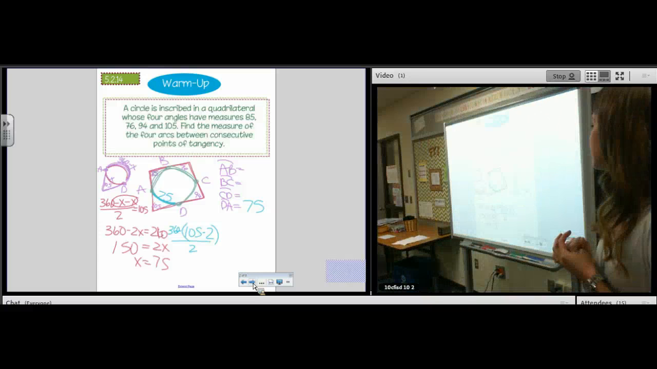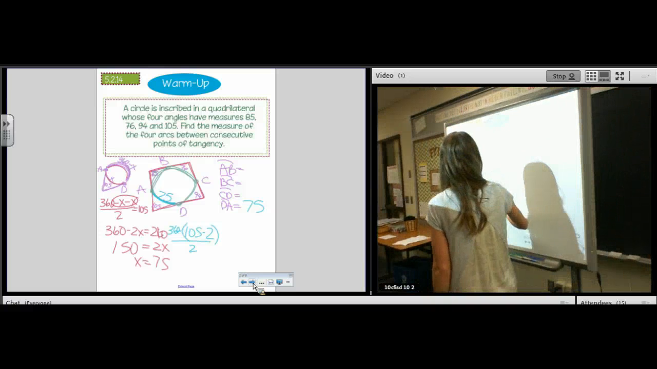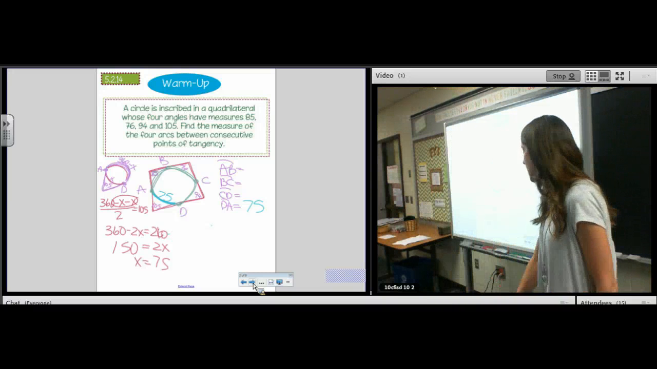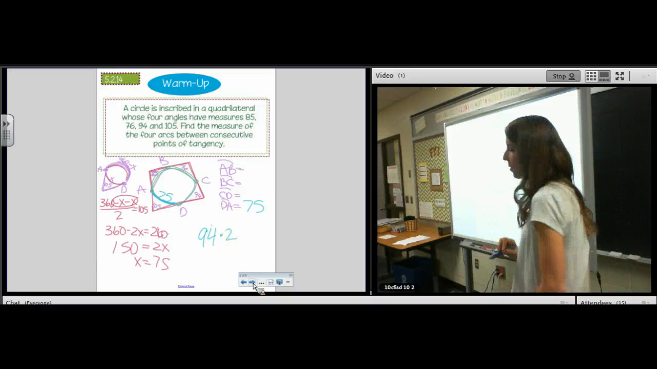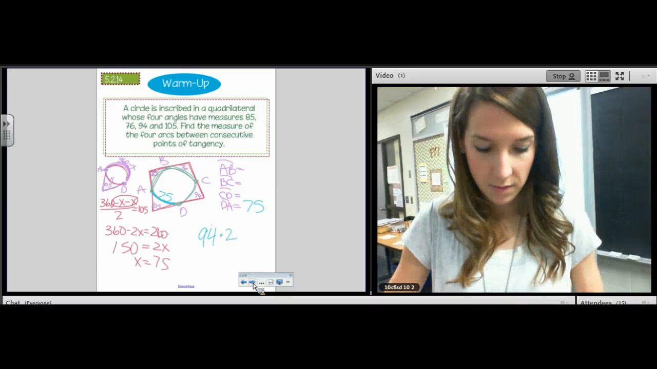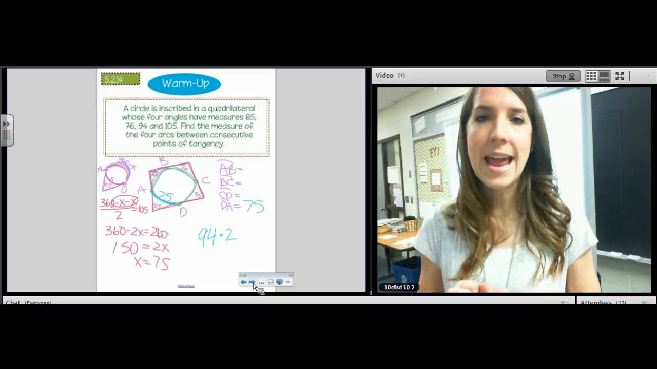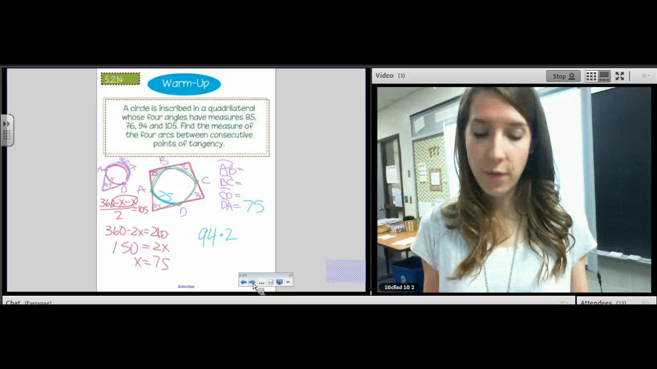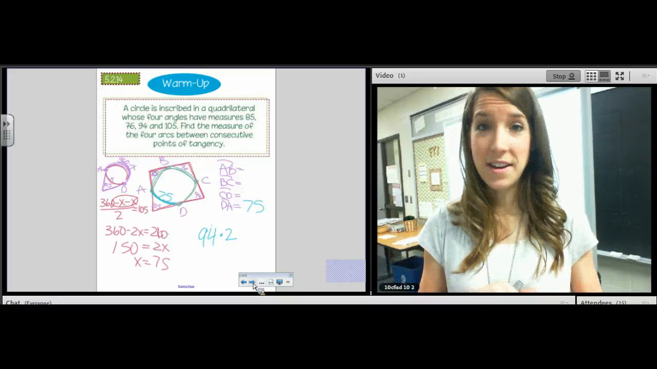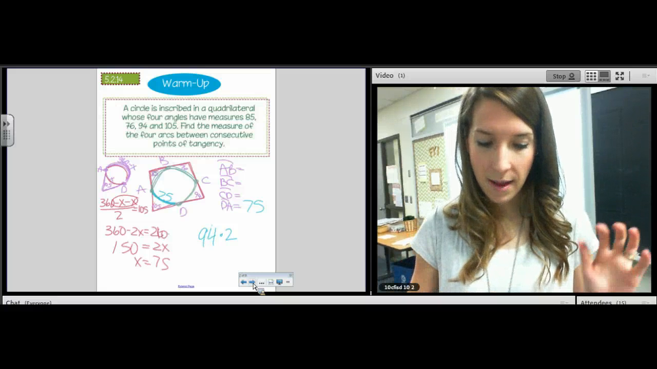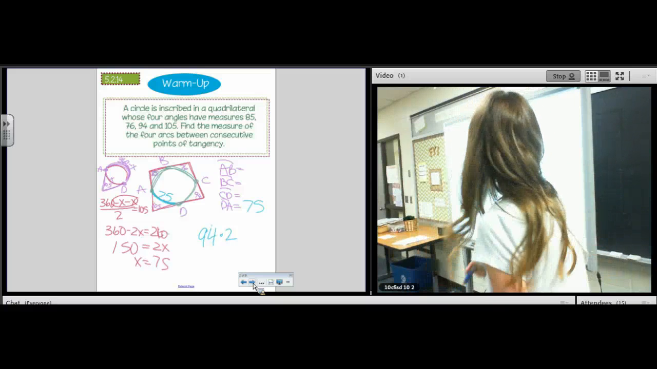All right, so in summary, we took 105, we doubled it. So let's do that to the next angle. Let's take 94, and let's double it. So 94 doubled, 188. Then we subtracted it from 360, 172, and then we divided it by 2, 86.